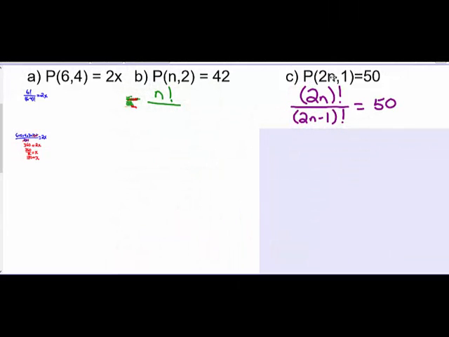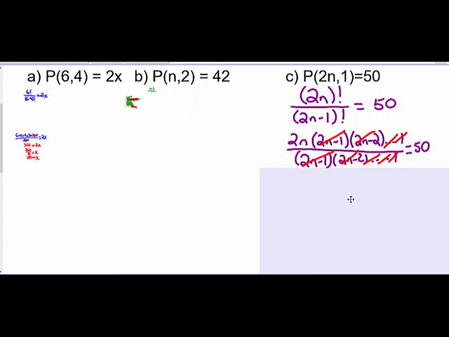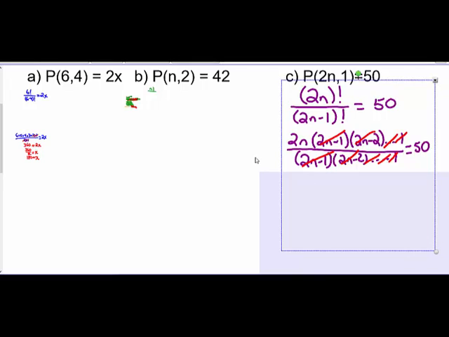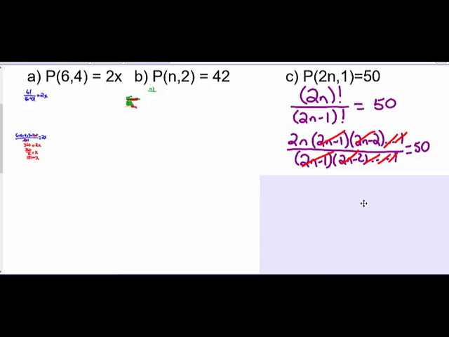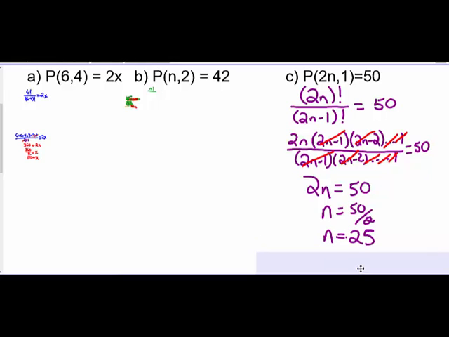Same sort of thing here, P(2n, 1). Nothing really different from this question compared to the previous one, so I'll race through it. I have 2n in my numerator, so 2n is the first term, 2n minus 1 is the second term, 2n minus 2. Again, whatever this number is, 1 smaller goes in the next spot, 2 smaller in the next spot, all the way down to 1. Similarly in the denominator, 2n minus 1, 2n minus 2, and so on. And so everything other than the 2n divides out. 2n is 50, n is 25.